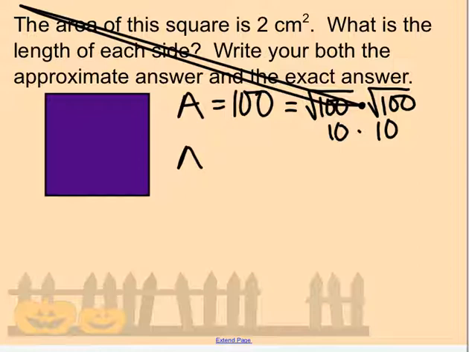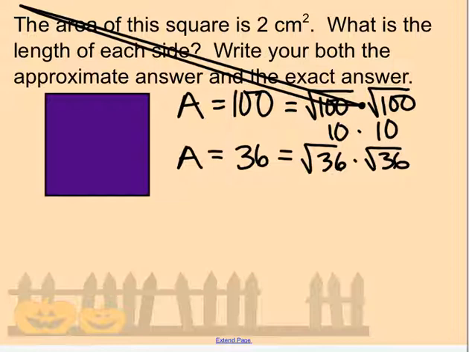Let's see if it works for another one. Okay, let's see that if the area is 36, then I would say, well, that's the square root of 36 times the square root of 36. Okay, just like we did with the last one. Well, that works because that's just 6 times 6. So when we get to our area of 2, that's just the square root of 2 times the square root of 2.